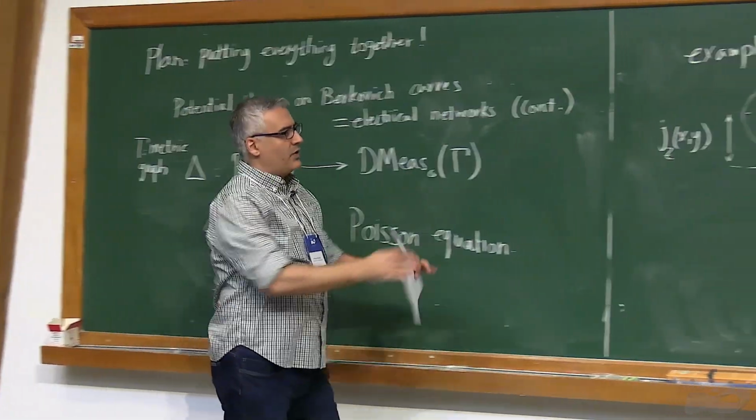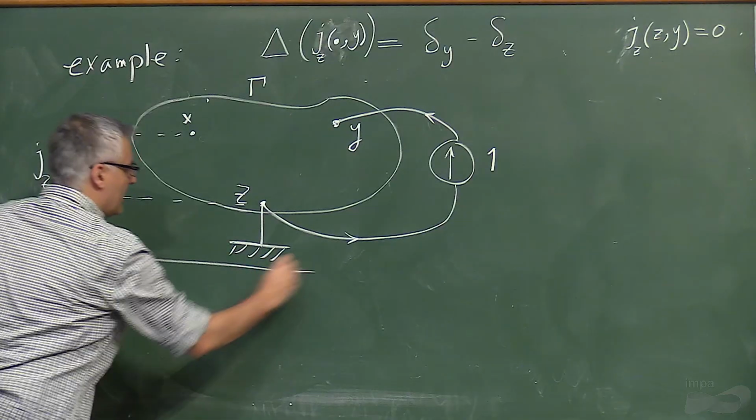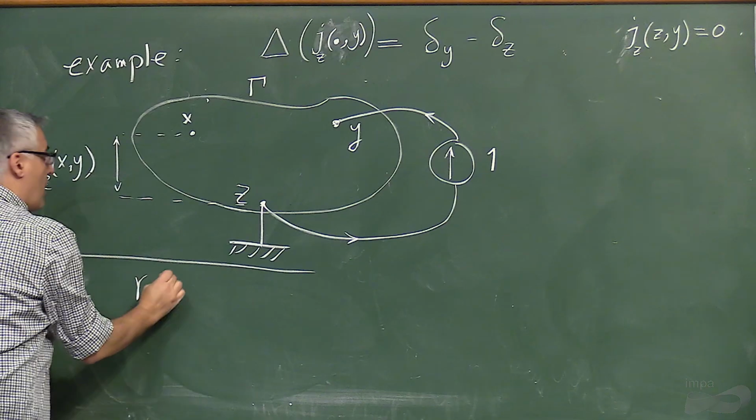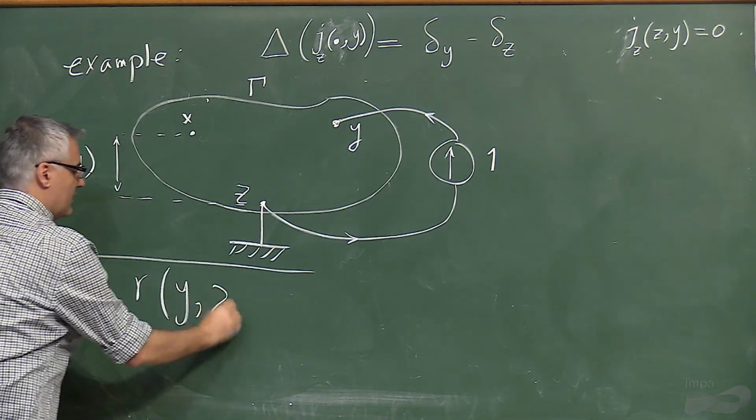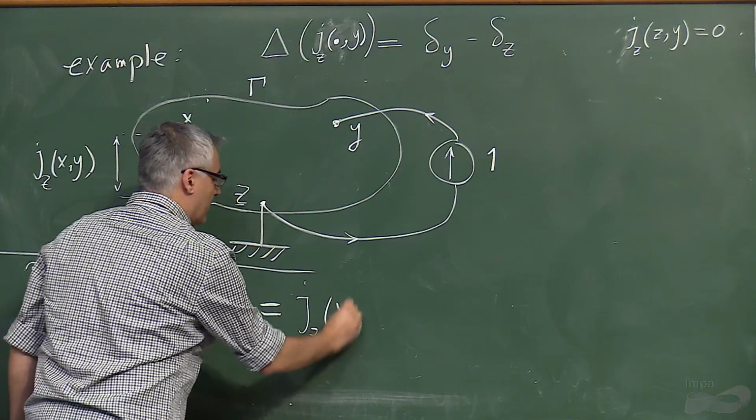And maybe, OK, this was mostly conceptual, but one thing that I will probably use if I have time is the notion of effective resistance, so definition. And this will come into some computations of heights. R of y comma z, it's going to be the diagonal, it's going to be jz of y comma y.